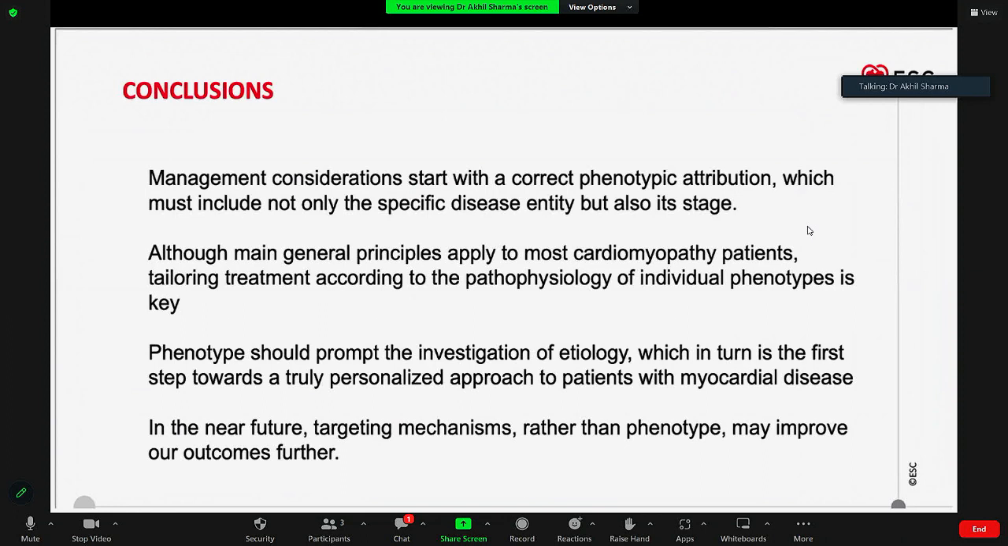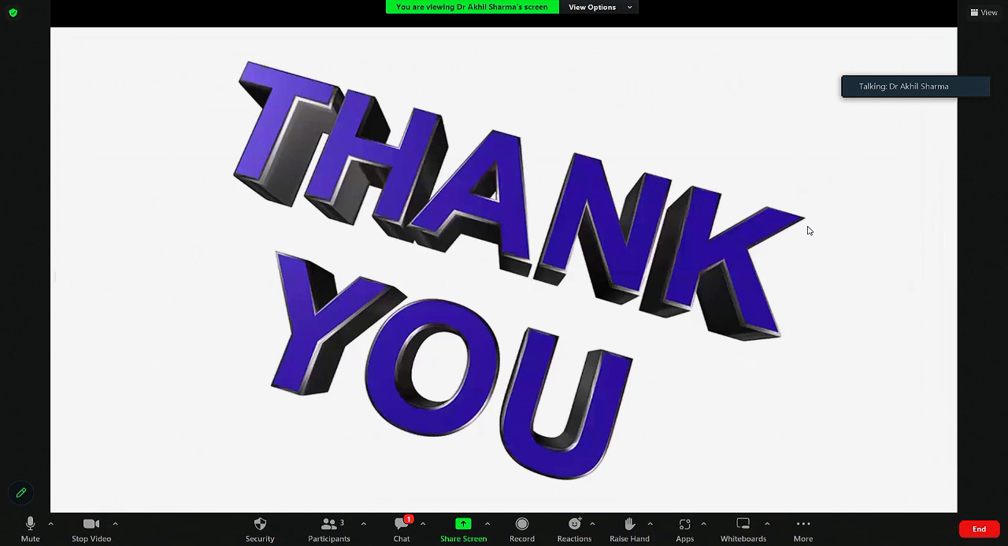So in summary, please try to identify your phenotypic diagnosis. Please remember that this is the beginning of your management. Go for the specific etiological diagnosis. Try to involve the patient as well as their relatives in the management. Shared decision is the key, and refer the patient as soon as possible for heart transplant if medical management is not going to help. Thank you very much.